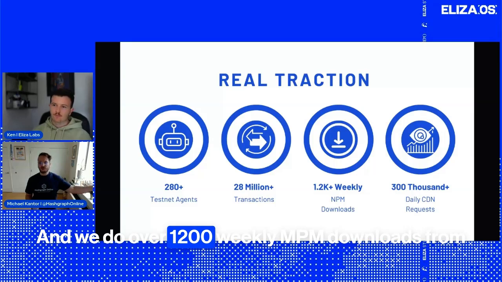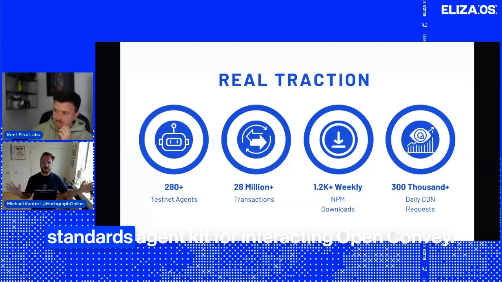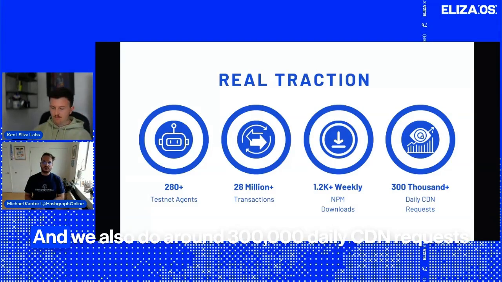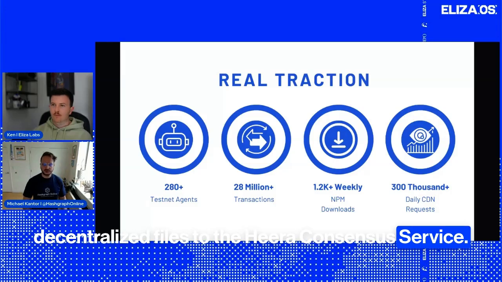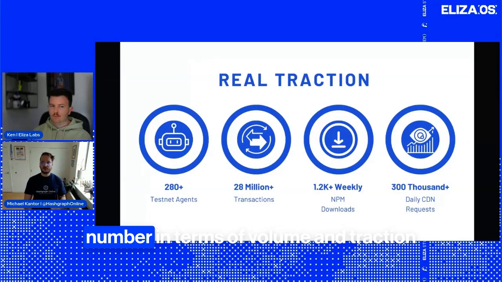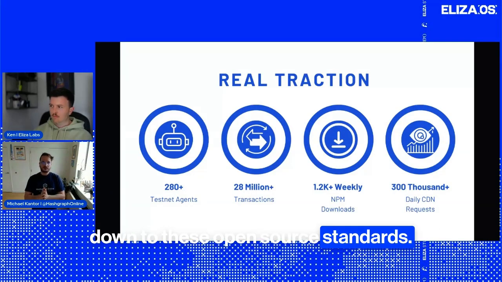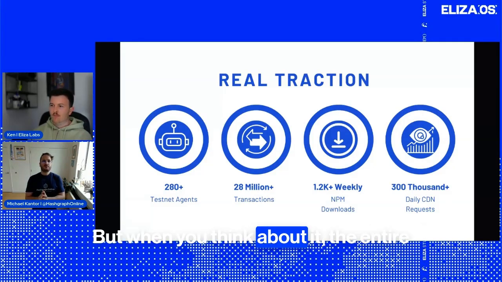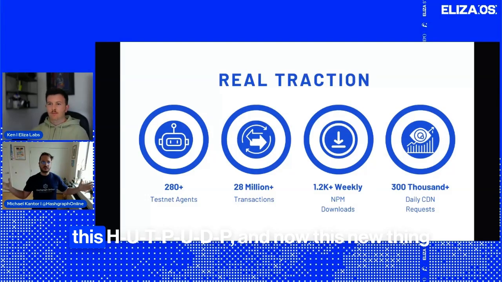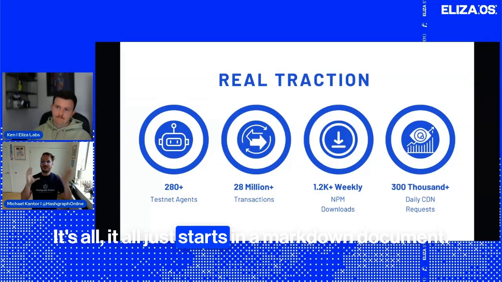We do over 1,200 weekly NPM downloads from our various SDKs, primarily the standards SDK and standards agent kit for interacting with OpenConvAI. And we also do around 300,000 daily CDN requests to our Inscription CDN, which handles loading decentralized files to the Hedera consensus service. Suffice to say, Hashgraph Online has done a number in terms of volume and traction, and things are progressing. It all comes down to these open source standards that we've built that honestly just live in markdown files, and it's not sexy at all. But the entire internet is built on standards like this: HTTP, UDP, and now this new thing that Coinbase is pioneering, x402, right? It all just starts in a markdown document.